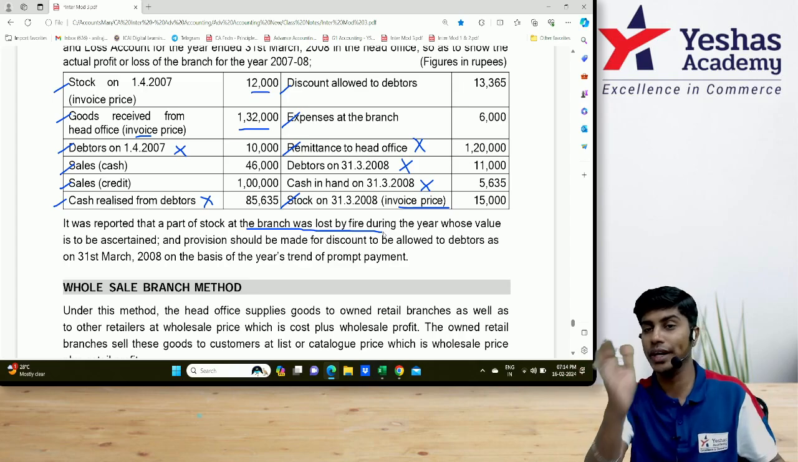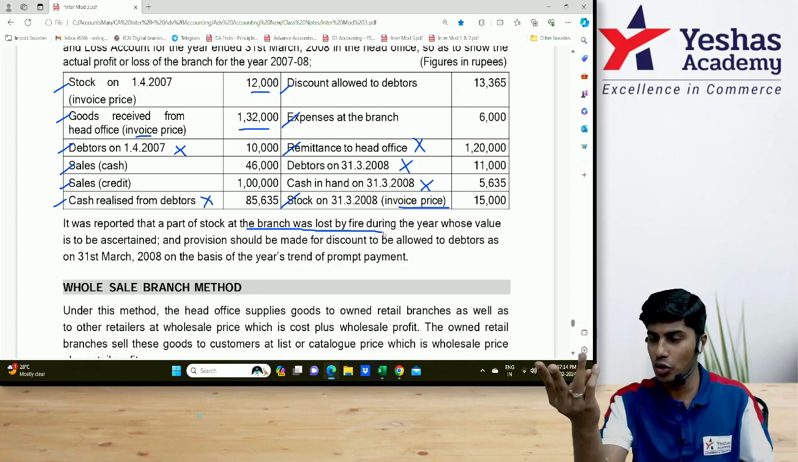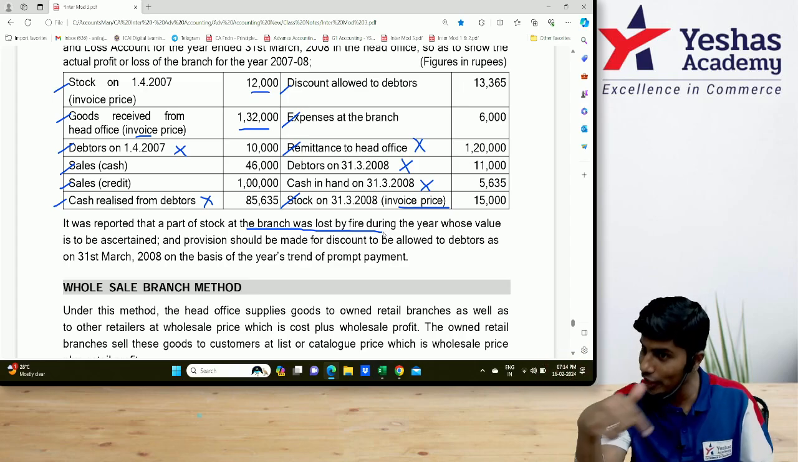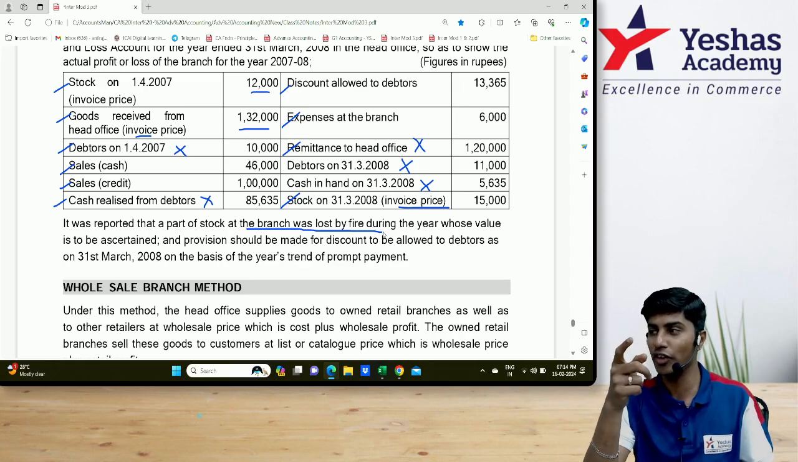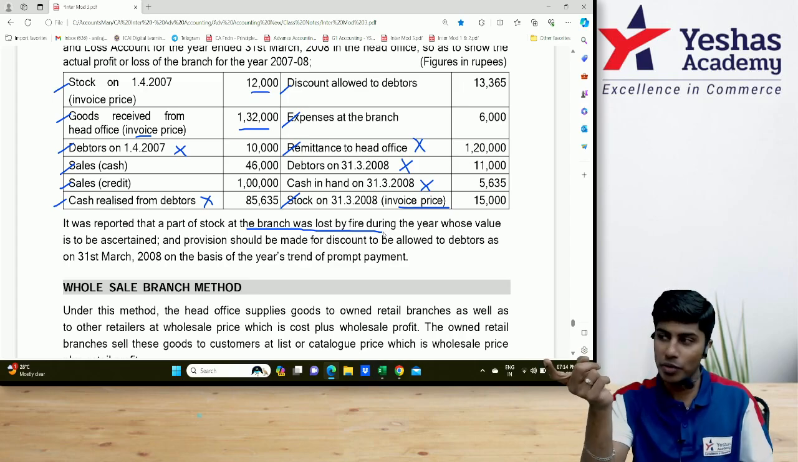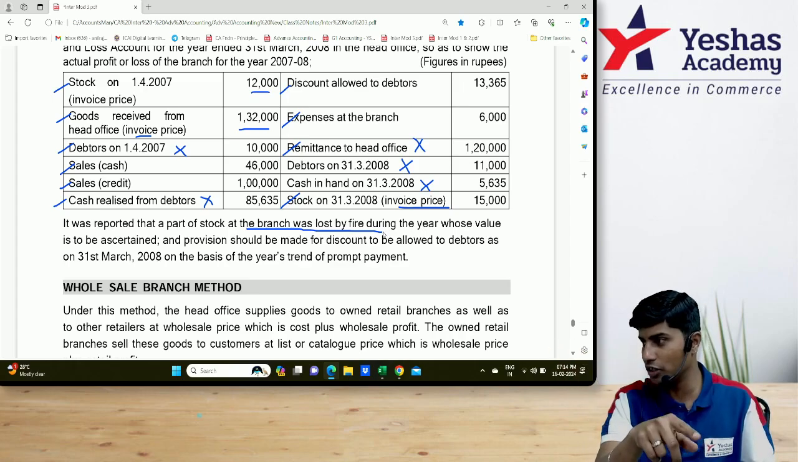Part of the stock, how much? We know opening stock. We know goods sent to branch during the year. We know cash sale, credit sale. We know closing stock. We should find how much is loss. How do we find? Write everything at cost. Opening stock is at cost. Goods sent to branch we will write at cost.